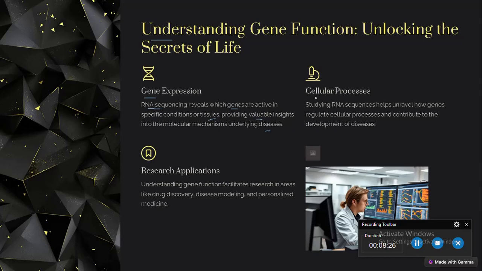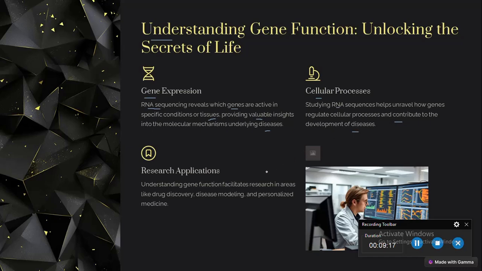Okay, what else? Cellular process. Studying the RNA sequence helps unravel how genes regulate the cellular process, the apoptosis, the cell cycle, okay, the metabolic pathways, and contribute to the development of disease. And which of these processes are affected in a specific disease mechanism. So you understand the process, okay, in the cellular process, which RNA are affecting these processes, and the disease, that which process are affected.